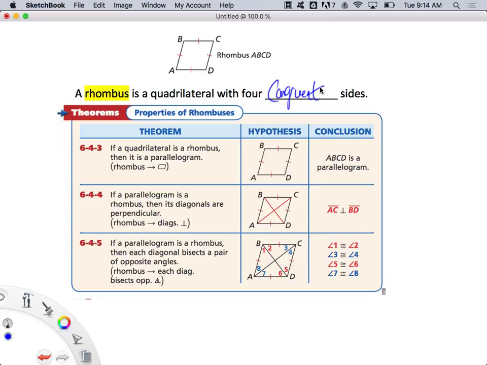Rhombuses are parallelograms. That means the opposite sides are parallel. If it's a rhombus, then the diagonals are perpendicular, which means they meet at what kind of angle? 90 degrees, or right angle, exactly. If it's a rhombus, then each diagonal bisects a pair of opposite angles. So the diagonals bisect the angles. That means 1 and 2 are congruent, 5 and 6 are congruent, 7 and 8 are congruent, 3 and 4 are congruent. Does that make sense to you guys?